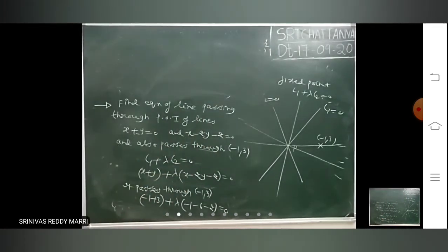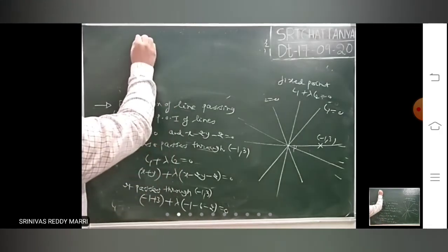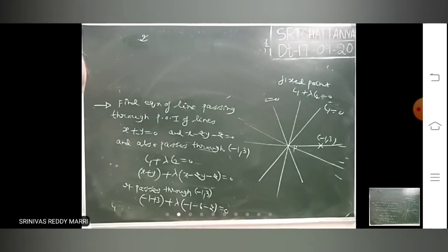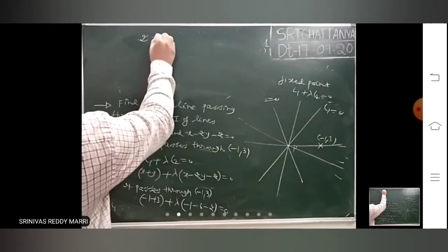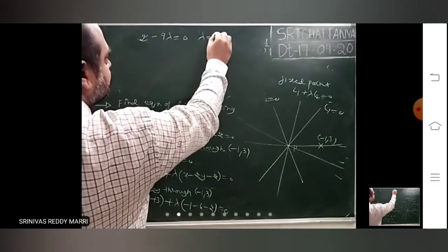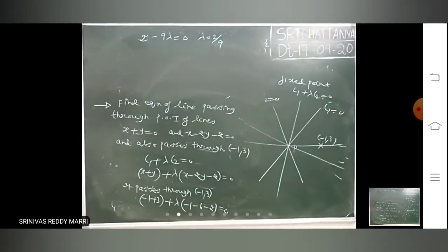So okay, what is the lambda value? What is the lambda value? 2 minus 9 lambda equals 0. So lambda is nothing but 2 by 9. So substitute lambda.